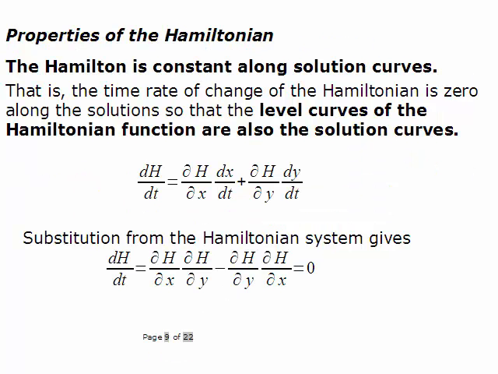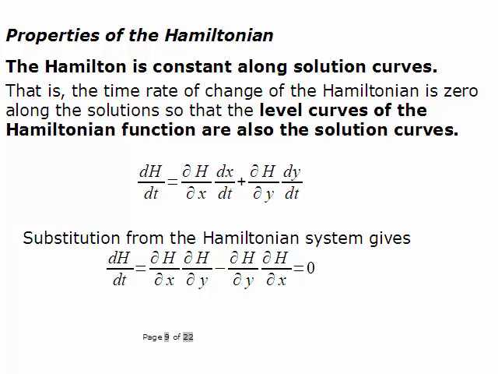Now we'll look through some of the properties of the Hamiltonian, which is why whole systems are devoted to it. First, the Hamiltonian is constant along solution curves. So if you can find the level curves of the Hamiltonian function, those are also the solution curves. Again, I said previously that finding solution curves for a nonlinear system, it's very rare that you have a closed form solution or actually can plot them at all, have any kind of representation for them, but here in this case you do.